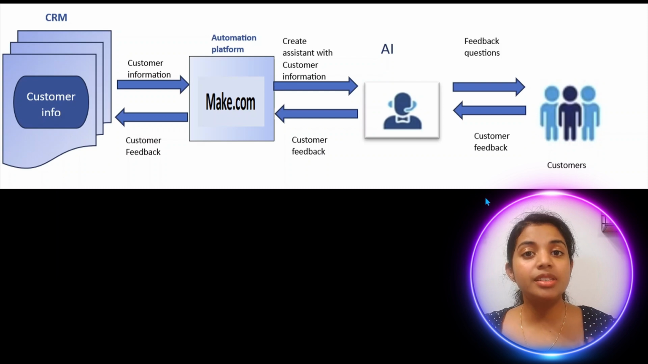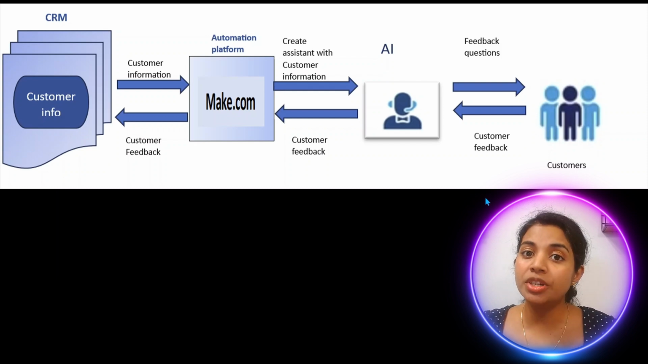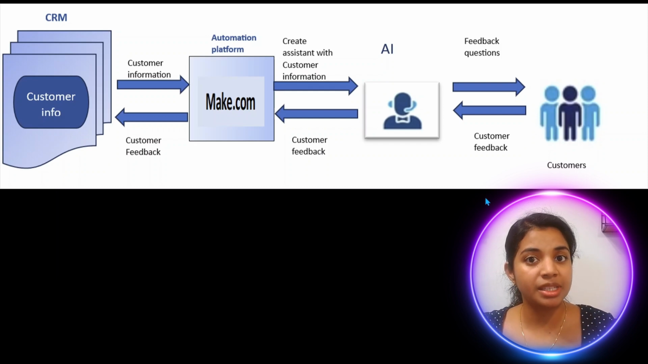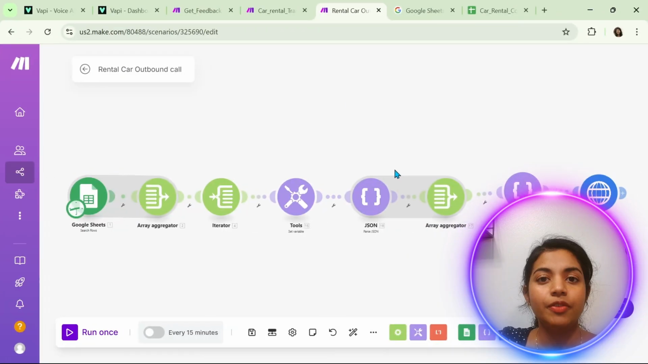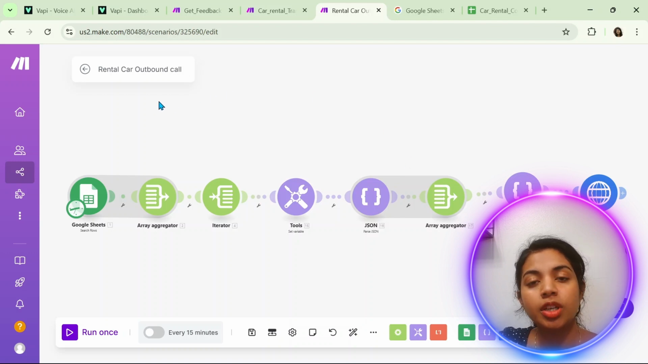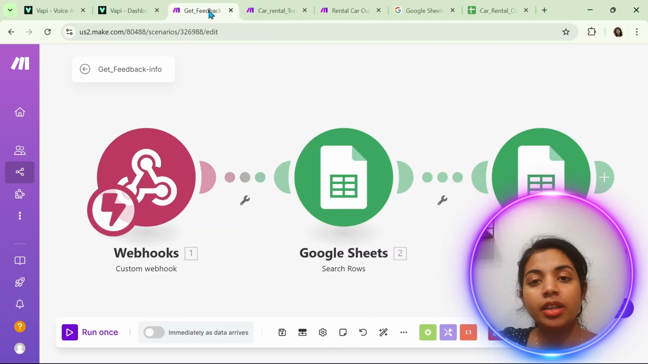In essence, with these three systems, that is CRM, Make.com and VAPI AI, we are creating a system which can automatically collect all the feedback from the customers and store it for future reference. So let's log into Make.com and create the scenarios for the system. We have created 3 scenarios in Make. The first one is the triggering scenario, which triggers the outbound call. The second one is for collecting the feedback information and storing it in the CRM. And the third one is for getting the transcript summary and the recording URL of the call.